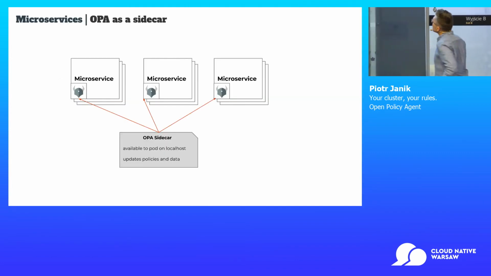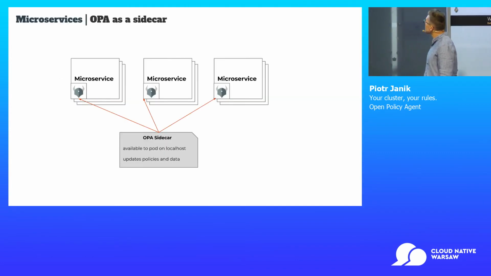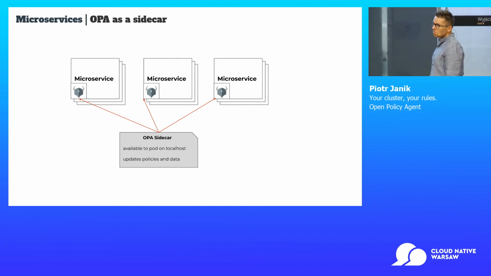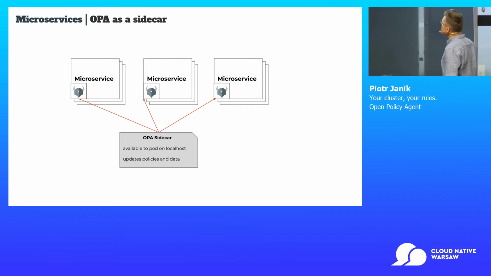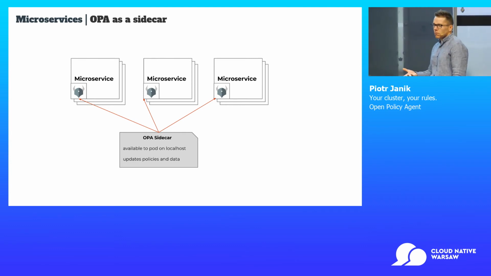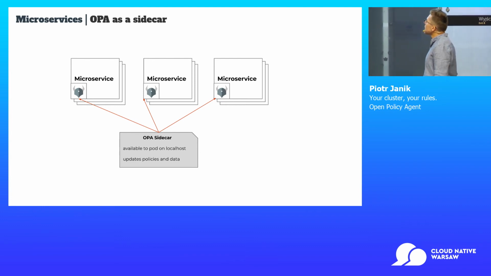All right, so these are our microservices. Each of them has an OPA sidecar. They can be scaled because these are pods, right? So every pod will have this OPA sidecar.